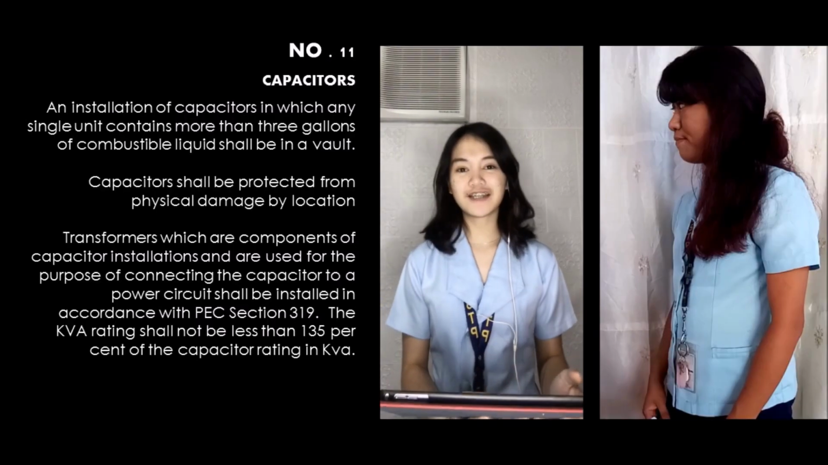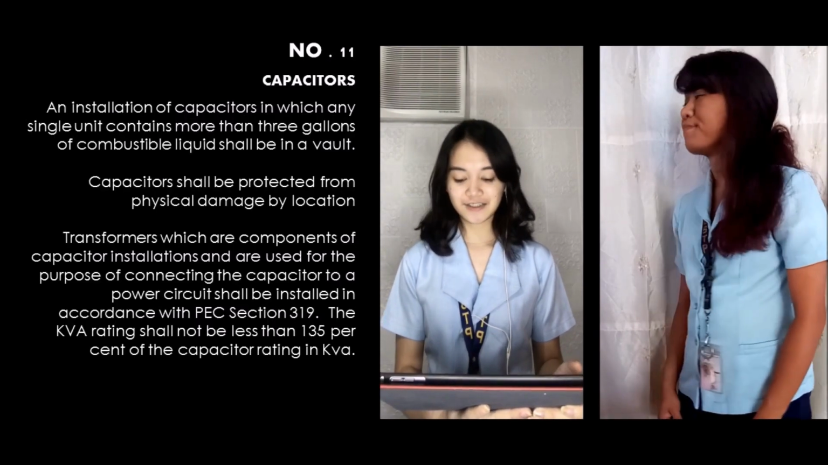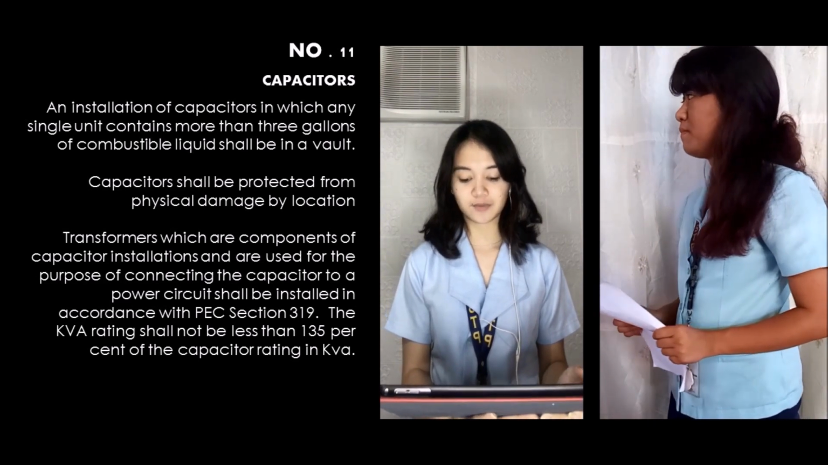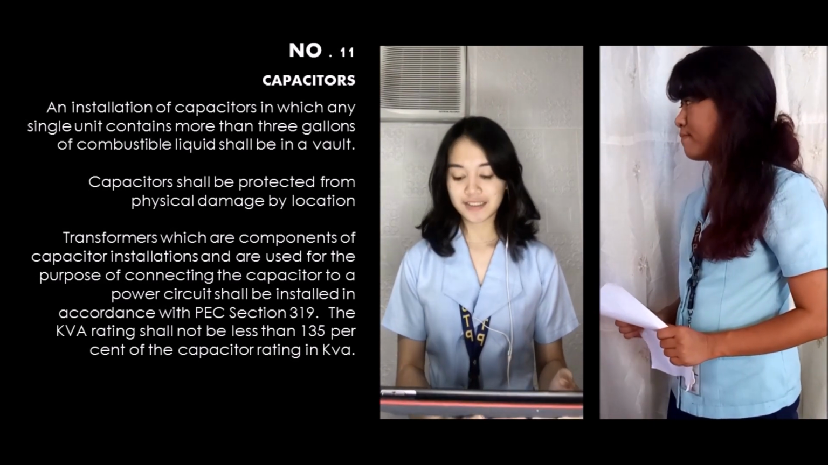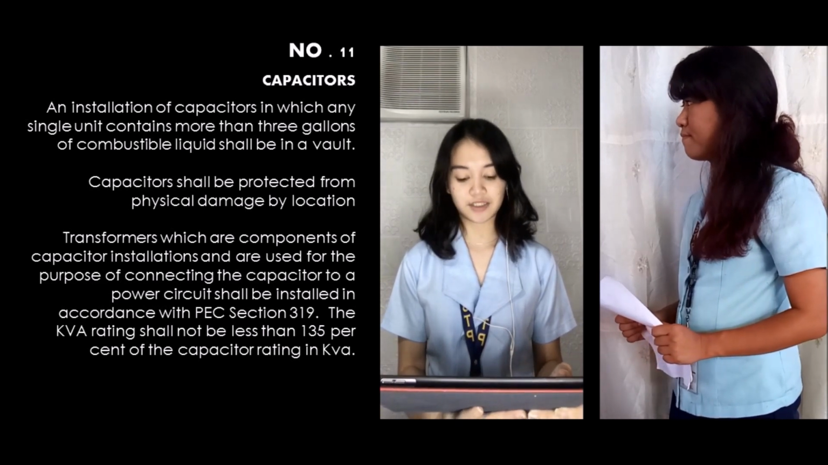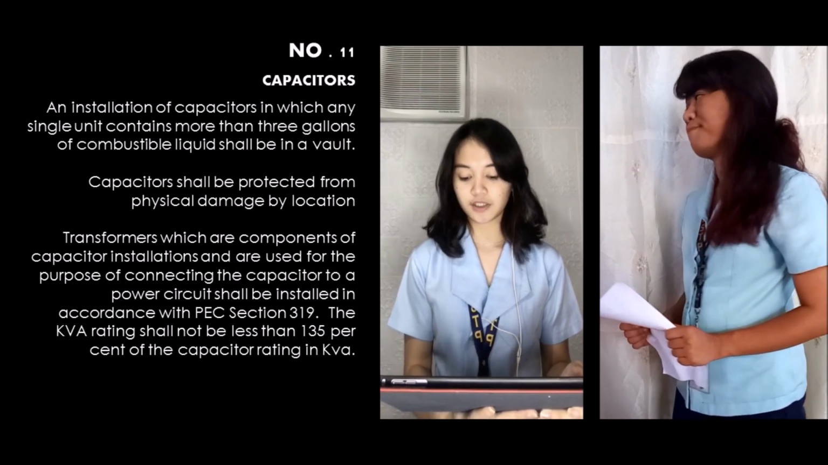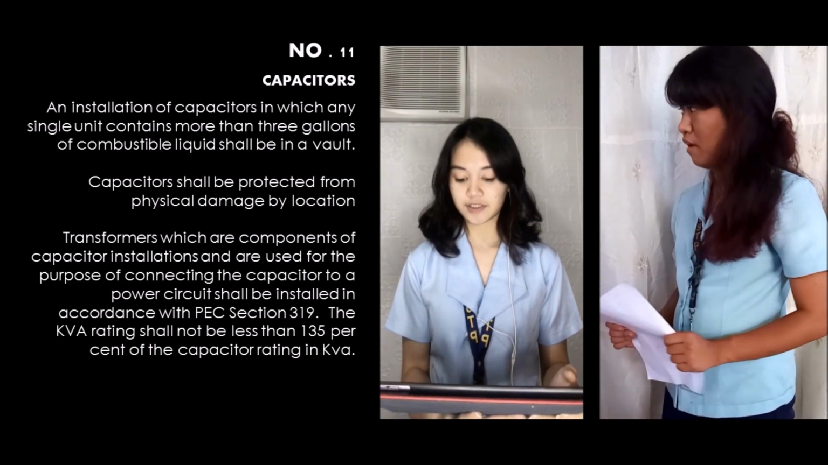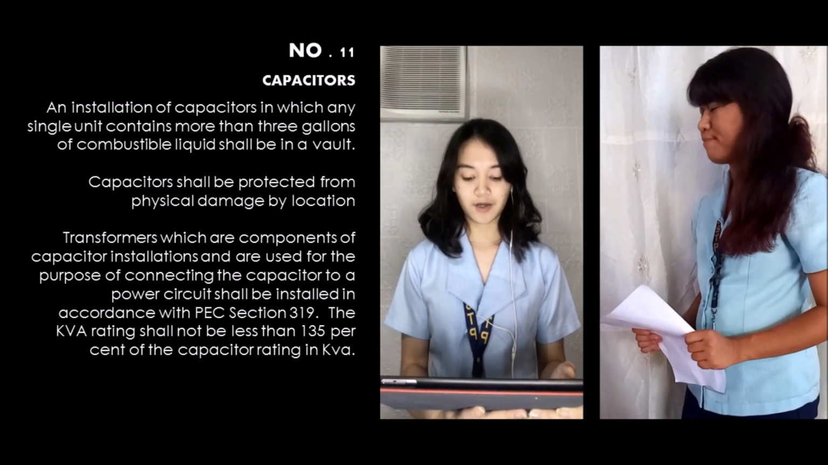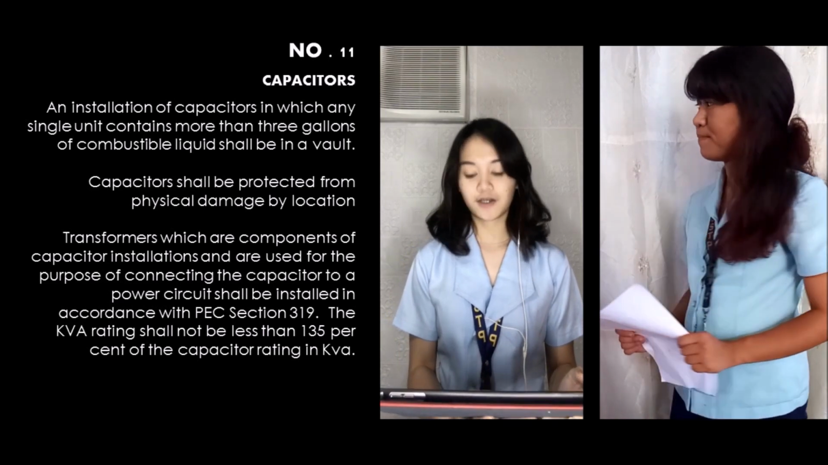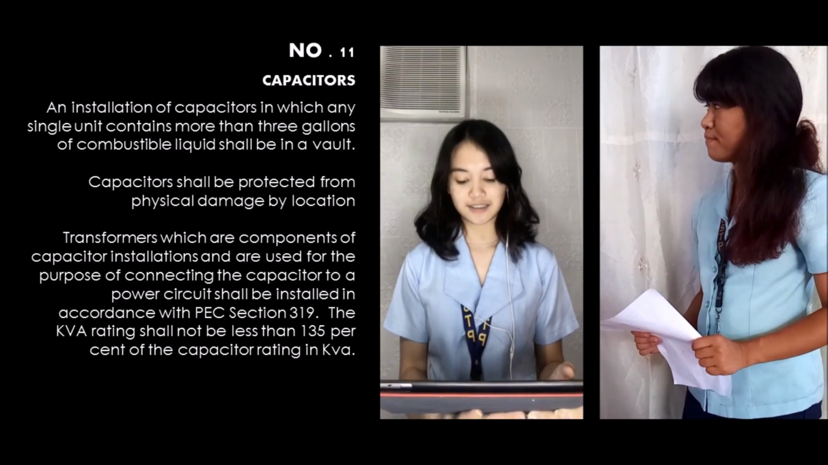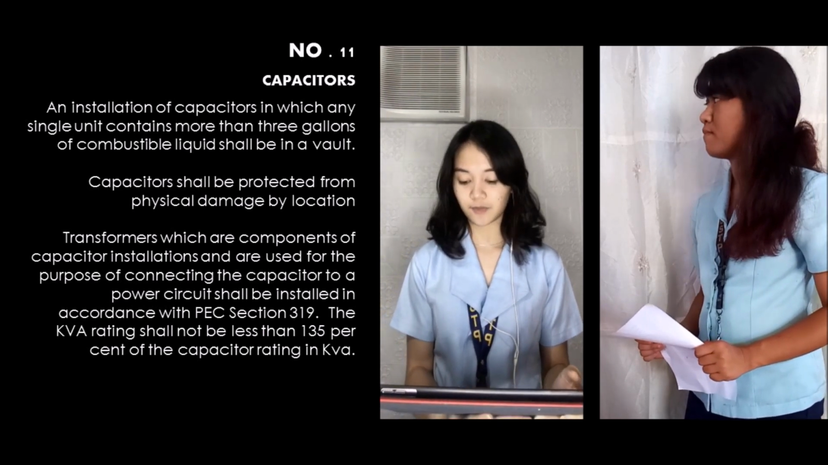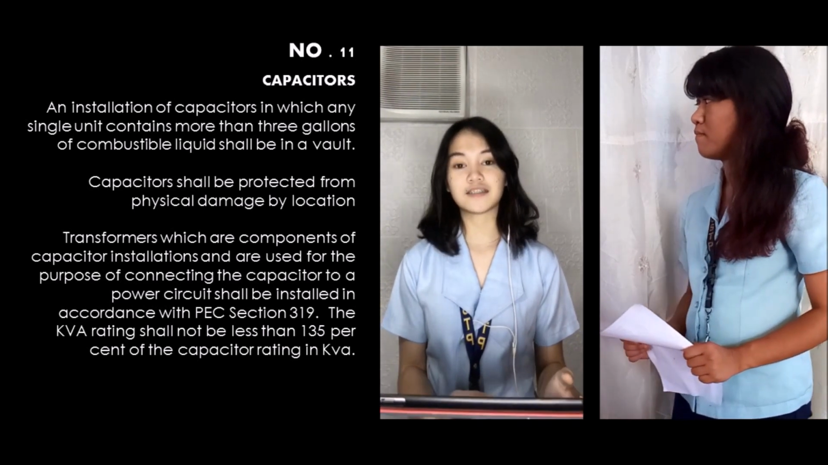Yes, Jane. For number 11, capacitors. An installation of capacitors in which any single unit contains more than 3 gallons of combustible liquid shall be in a vault. Capacitors shall be protected from physical damage by location, and transformers, which are components of capacitor installations and are used for the purpose of connecting the capacitor to the power circuit, shall be installed in accordance with PEC section 319. The kilovolt ampere rating shall not be less than 135% of the capacitor rating in kilovolt ampere.